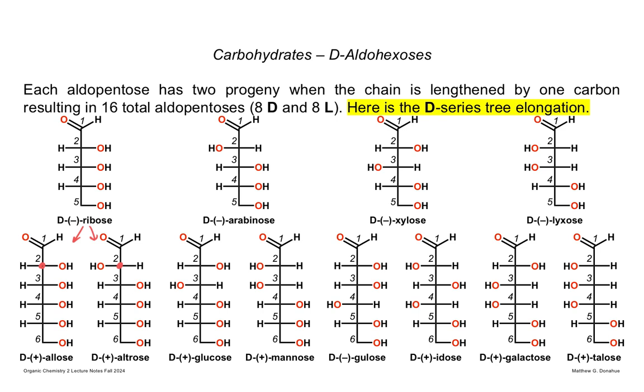Arabinose goes to glucose and mannose. So glucose is the most common sugar we're familiar with. And you can then ask the question, why is it that nature, or whoever, selected glucose? There's a specific reason why glucose is used as an energy source, and we'll talk about that a little bit later today.